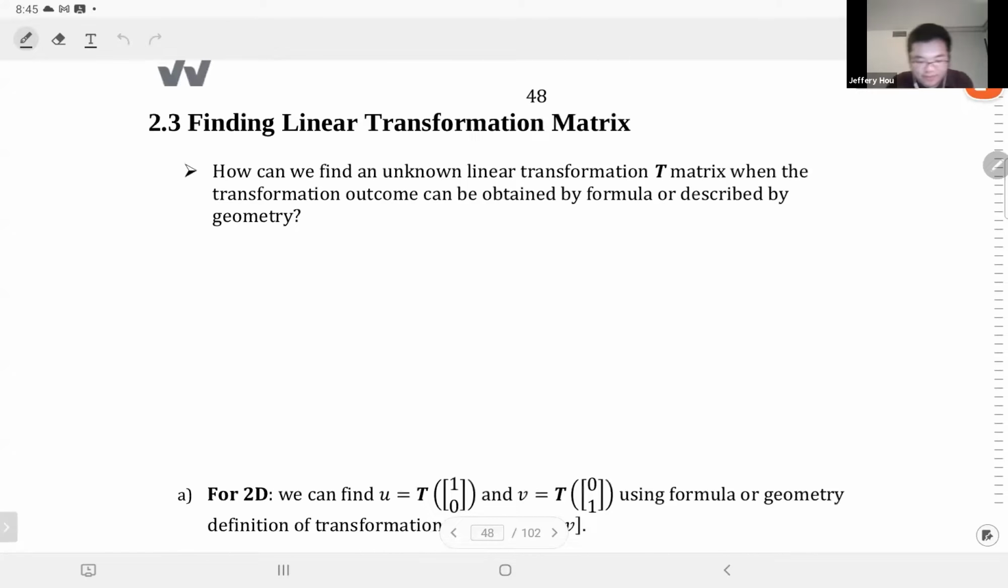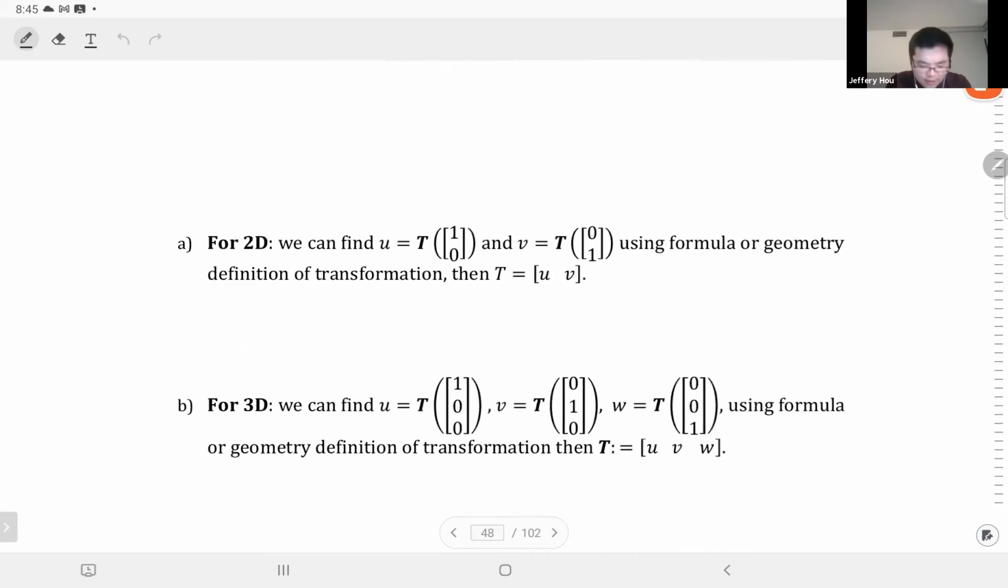Finding the linear transformation matrix. How do we find the unknown when we're only given geometry or something quantitative? In 2D, this is actually quite nice. This is a very interesting thing to remember. That was a terrible star. Pretend this is a star, okay?